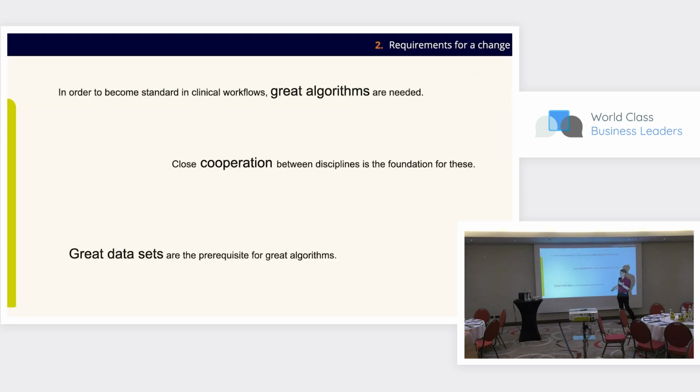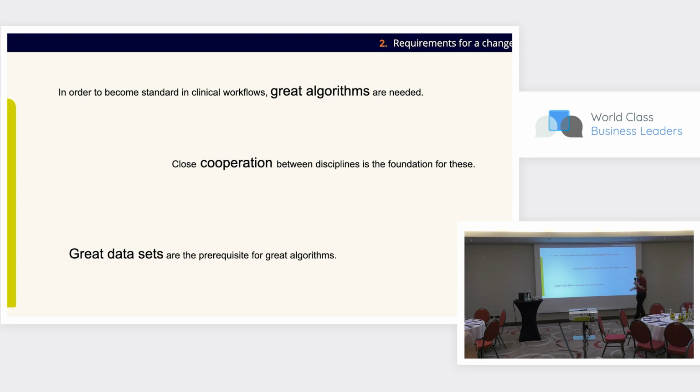And as you can see, apparently we already built some of them, else it wouldn't have been possible to do this. But in order to really be on a high standard, we have to have great algorithms. Let's put it like that, right? So whatever great exactly means, but they have to be at least as good as a good human expert on the same task. And for that, we need a close cooperation between the disciplines. So between computer sciences, machine learning, and pathology in this case.